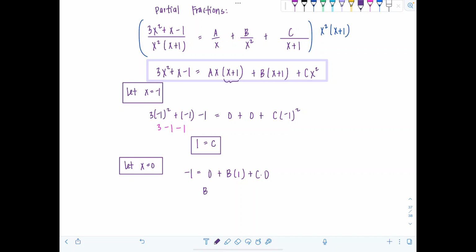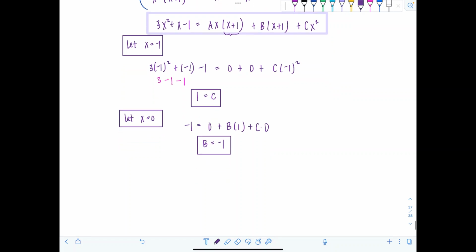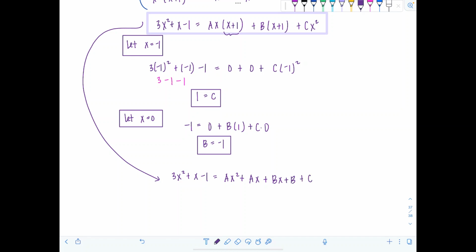So I can see, okay, b is -1. Lovely. And then to get further, we do need to multiply some stuff out. I was putting it off for as long as possible. So let's see here. We've got 3x squared plus x minus 1 equals ax squared plus ax plus bx plus b plus cx squared. And the only constant I'm missing is a.